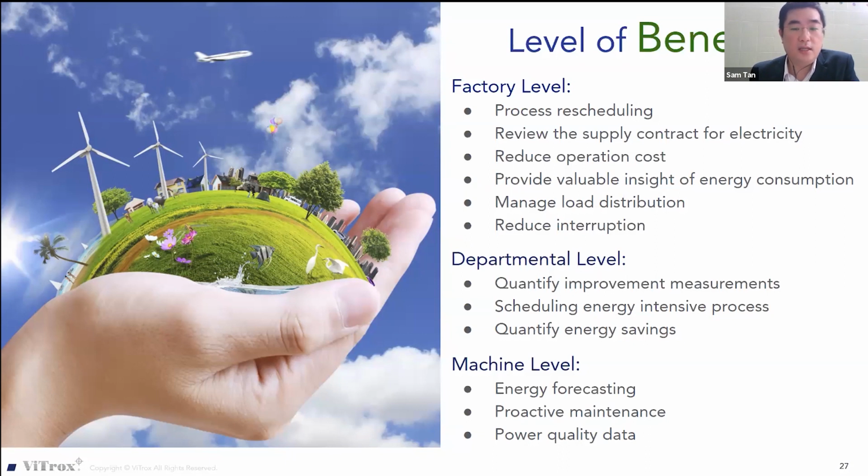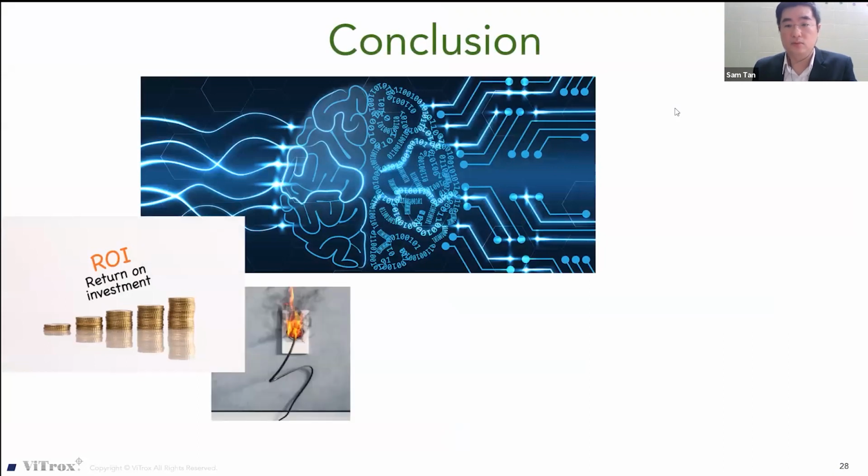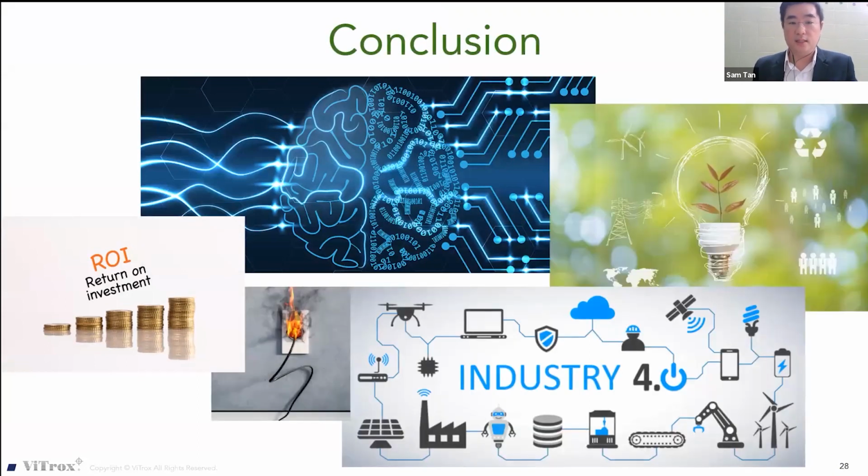For the machine and equipment level, you are able to use the energy management system to forecast the energy usage, be part of your proactive maintenance, and the system is also able to tell you the power quality data of it.